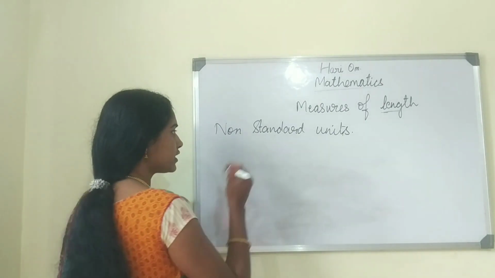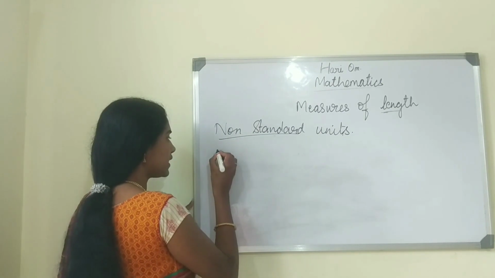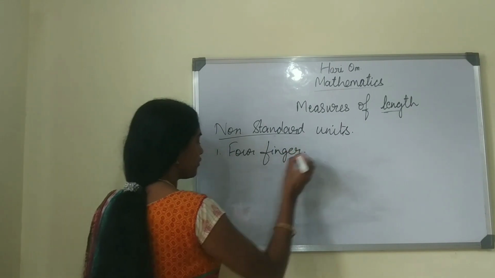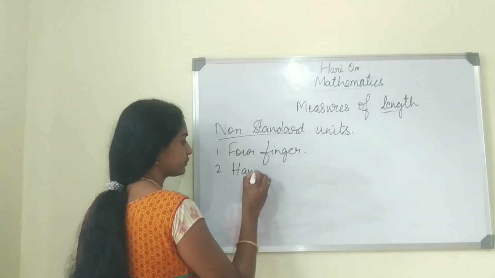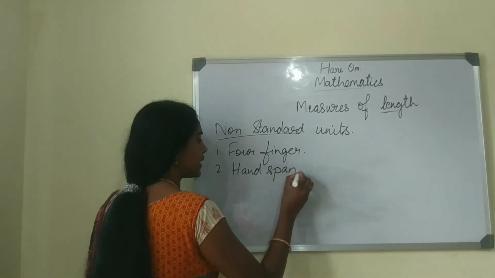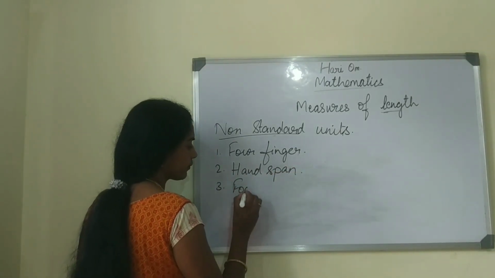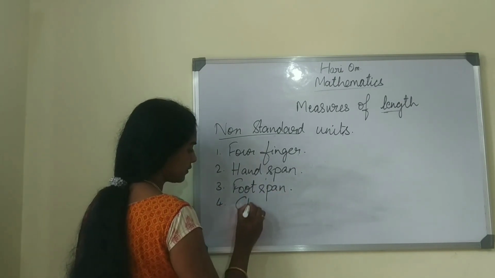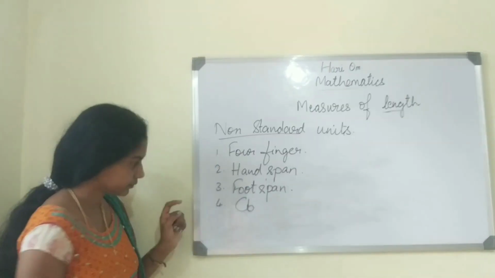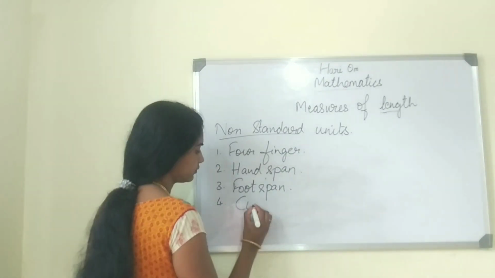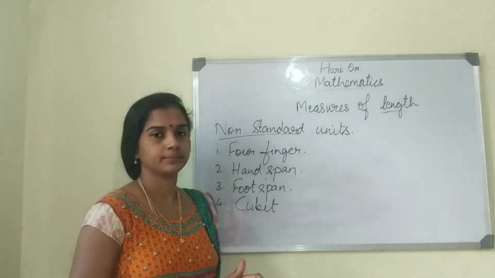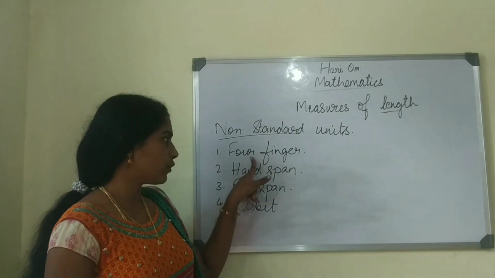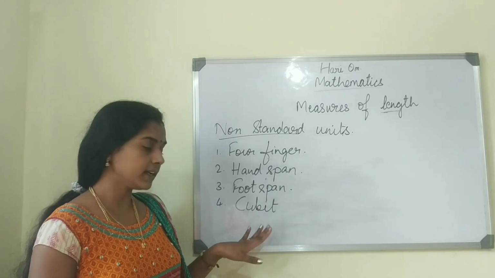Okay, so in non-standard units, we have four types, that is forefinger, handspan, footspan and cubit. So in non-standard units we have four types, that is forefinger, handspan, footspan and cubit.